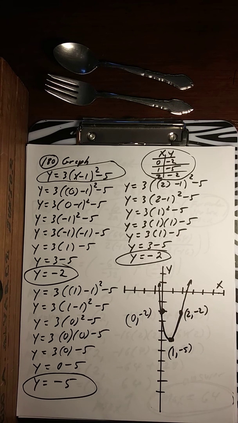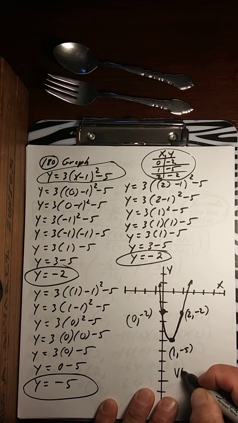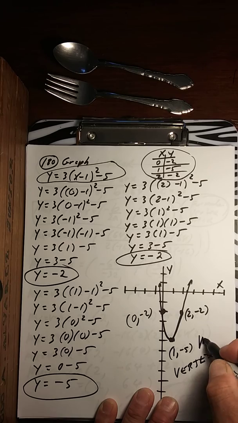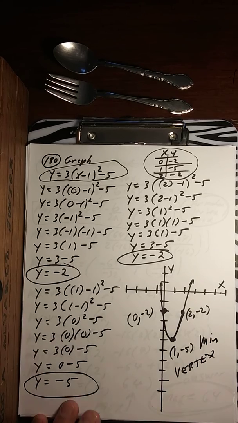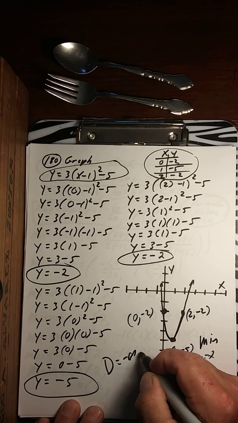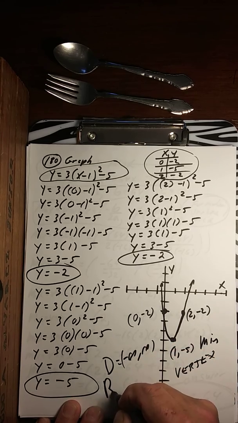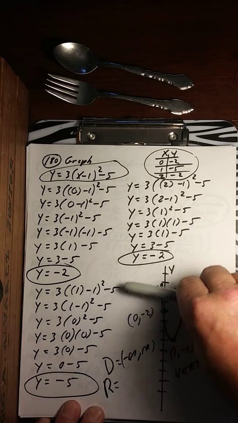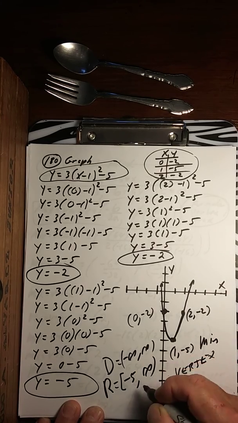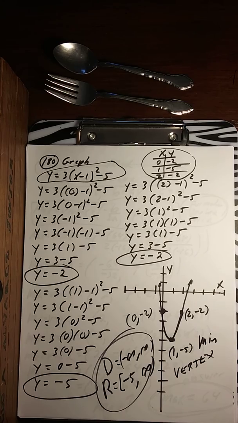So we have, again, a vertex. And we also have something called the min right here. And domain is negative infinity to infinity. And the range is going to be from negative 5, the lowest part, to infinity, the highest part. So it goes right there.